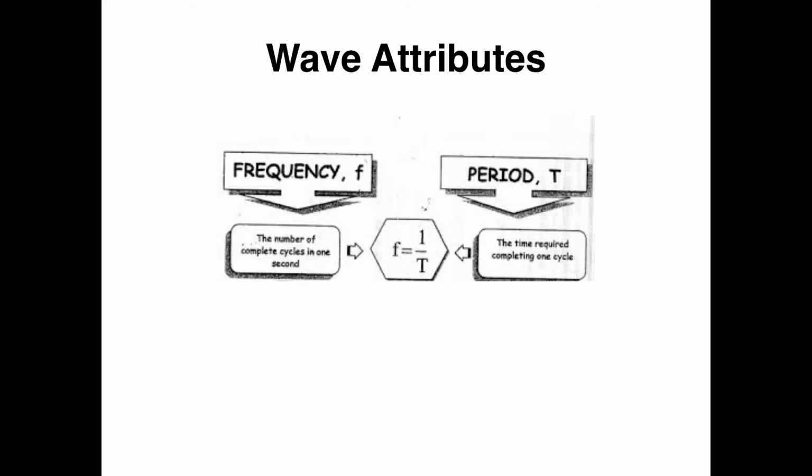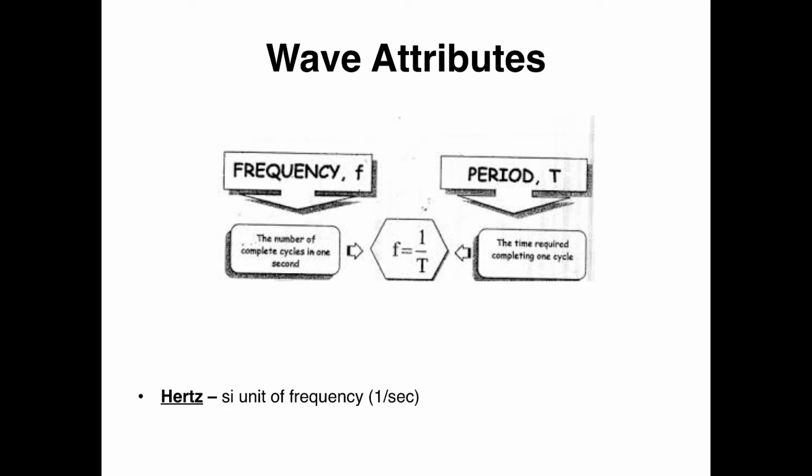So just to keep it straight, the period is the time required to complete one cycle. The frequency is the number of complete cycles in 1 second. And they're related to each other in that frequency is equal to 1 over the period. Lowercase f is usually used to designate frequency, and capital T is usually used to designate period.